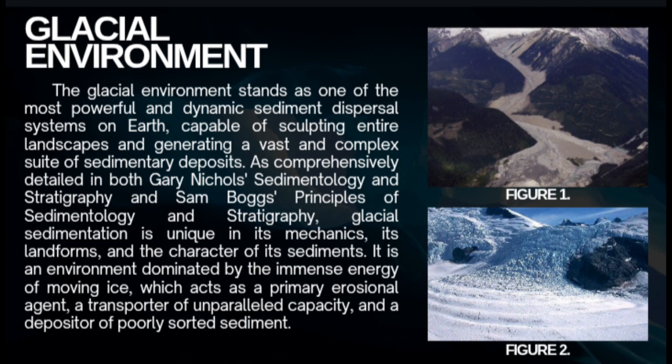Okay, glacial environments are the regions characterized by the presence of ice in the form of glaciers, ice sheets, or ice caps. As you can see here, we have figure 1 and 2. One of the famous countries that has glacial environments are Chile, Canada, Russia, Greenland, and Argentina, and northern Norway, where you can see the northern lights.